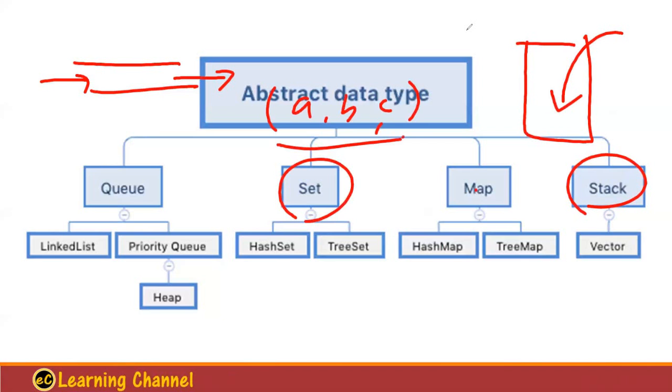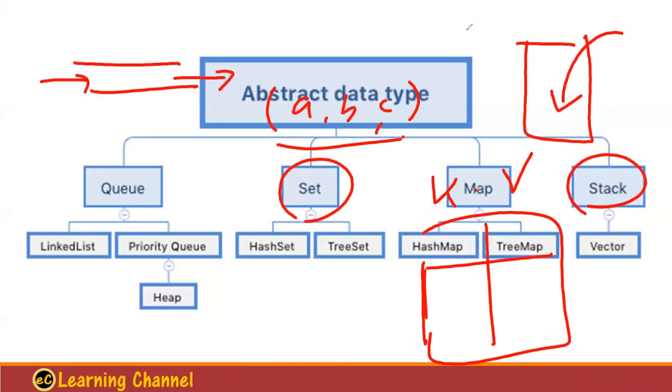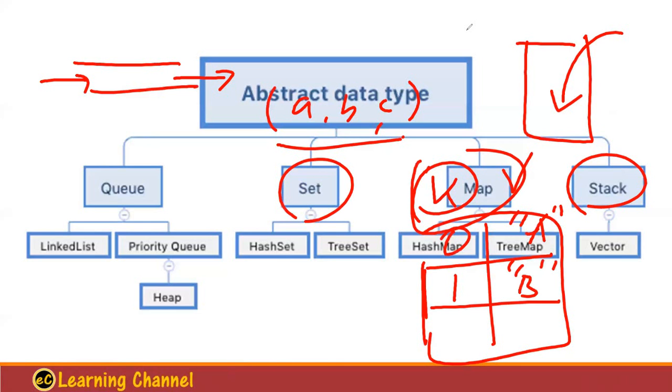Map is actually something like a dictionary. You have some sort of key and value. Say number 0 is actually called A, and number 1 you call B, something like that. The key and value pair is called map. Okay, so these are the basic data types.